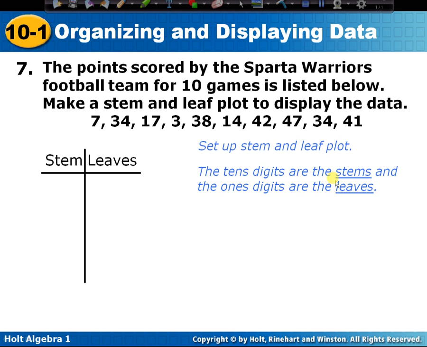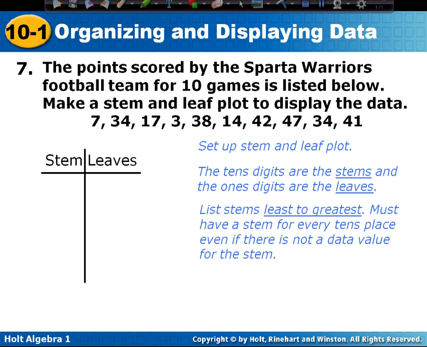Alright, it says, and you're going to fill in some of these over there to the side. The tens digits are the stems, so you're going to write the word stems in the blank. And the ones digits are the leaves, so you're going to put the word leaves in the blank. Then it says list stems least to greatest. So go ahead and write the words least to greatest in your blank.